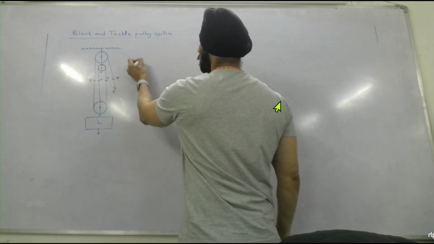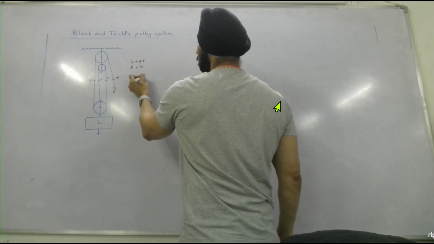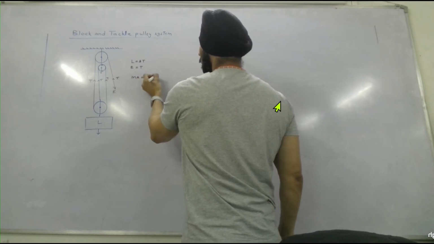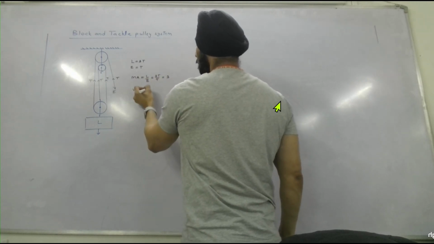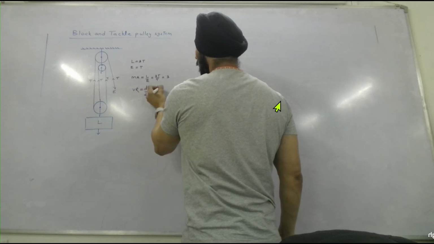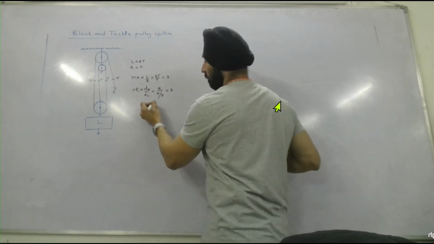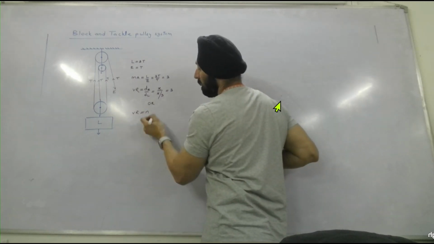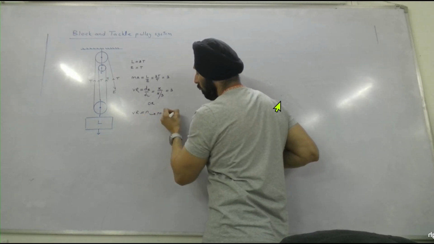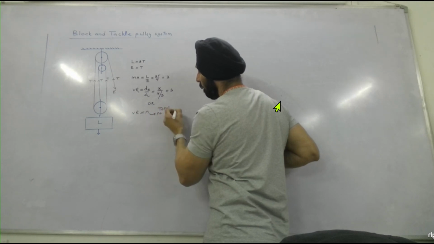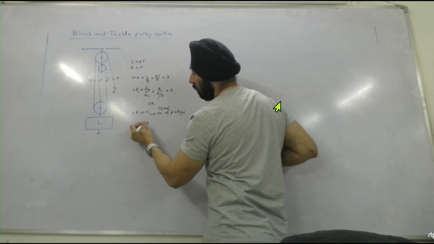So load has how many tensions in this? Effort always, MA is load upon effort, 3T upon T. So MA is 3. Velocity ratio is displacement of effort upon displacement of load. If I move this by x, this will move up only by x by 3. Or velocity ratio is equal to n, where n stands for the total number of pulleys. So how many pulleys are in this? 3. Hence VR is equal to 3.